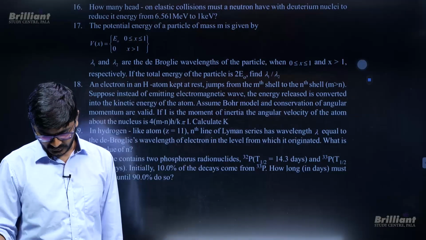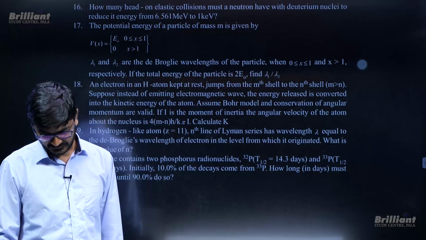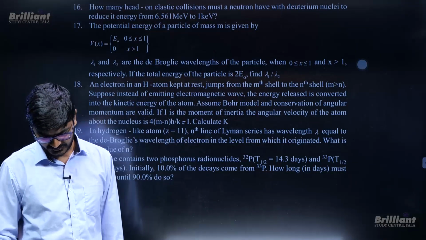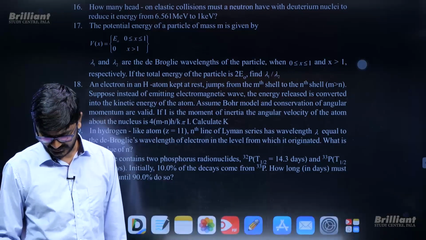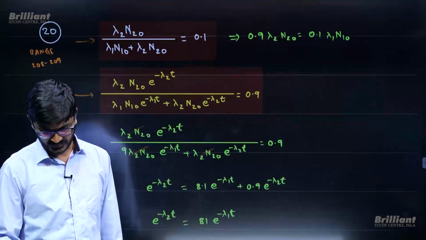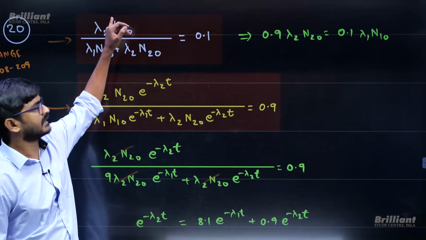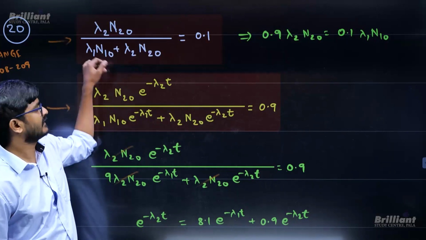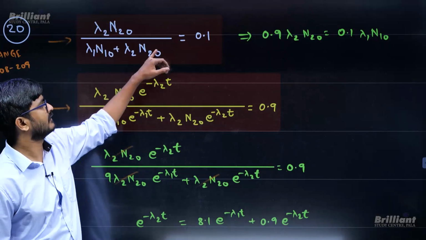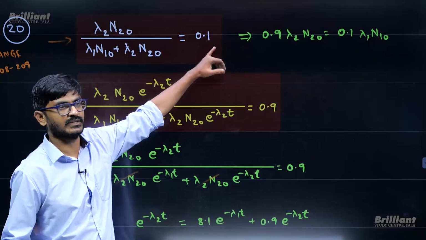A source contains 2 phosphorus nuclides. Okay, if initially 10% of the decays come from 33P, how long must we wait so that it will become 90%? So these are given in the question. Initial activity of the first one, initial activity of the second one, I mean this is the total activity, right? They said the initial activity of the second one is 10% of the total.